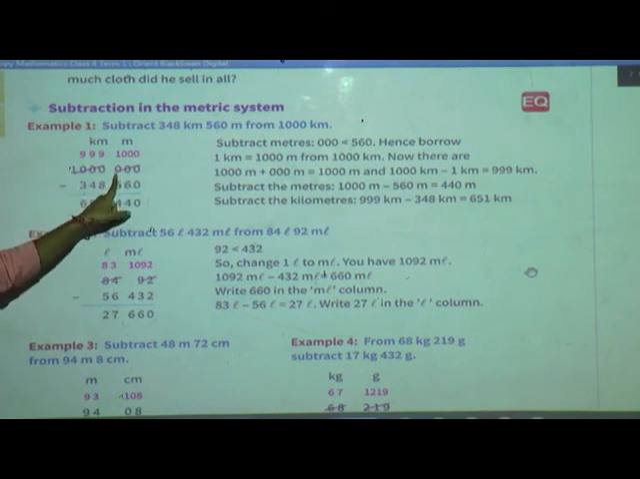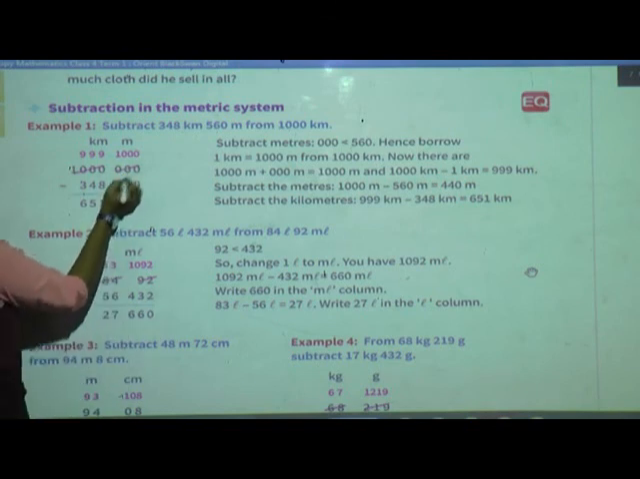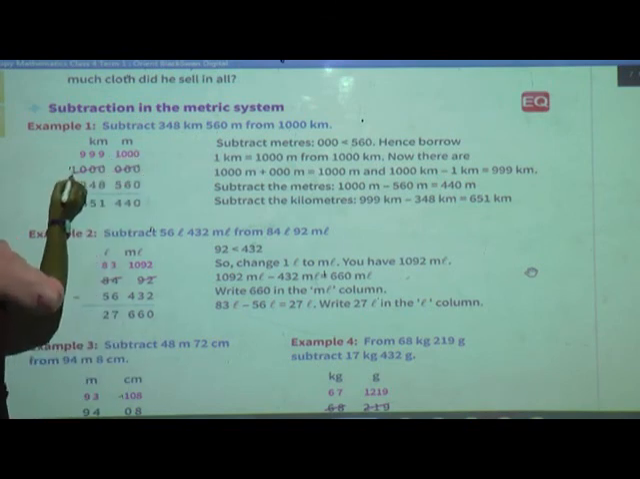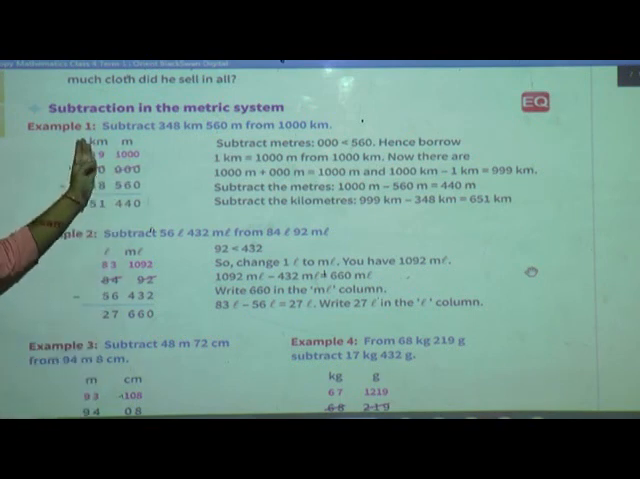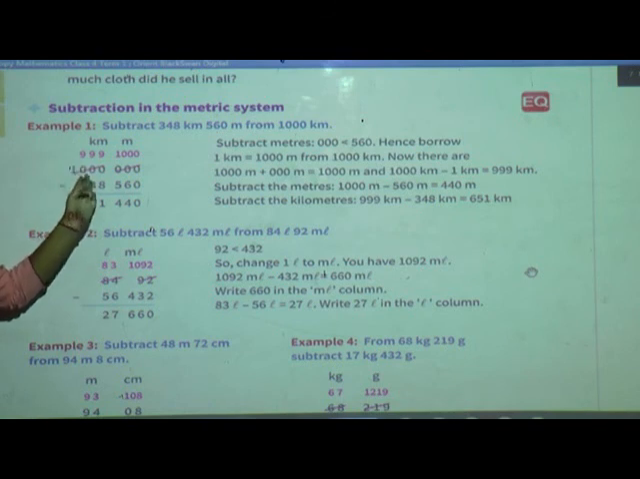Here what they have done, directly instead of going one by one, cut 3 zeros, write as it is. Neighbor is having 1000, he will give 1. Who is our neighbor? Kilogram. Kilogram is having 1000, he will give 1. So your 999 kilogram will remain.